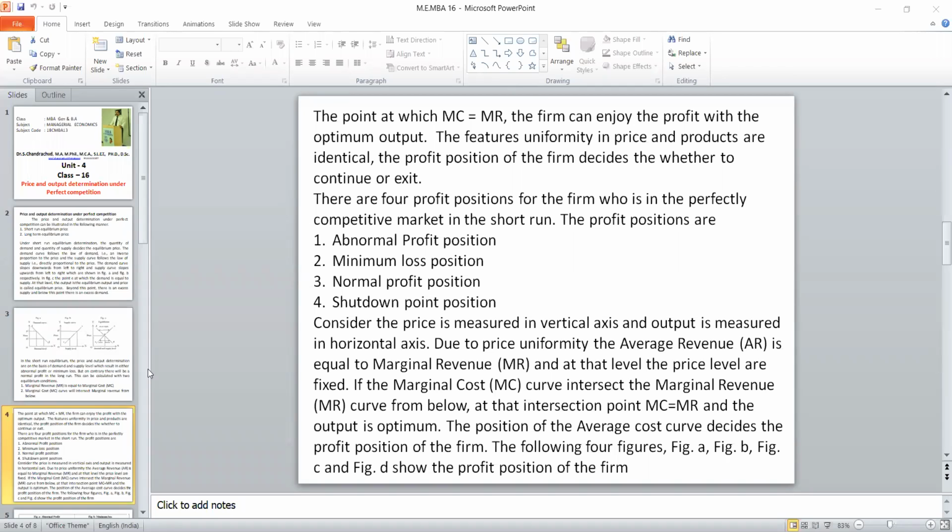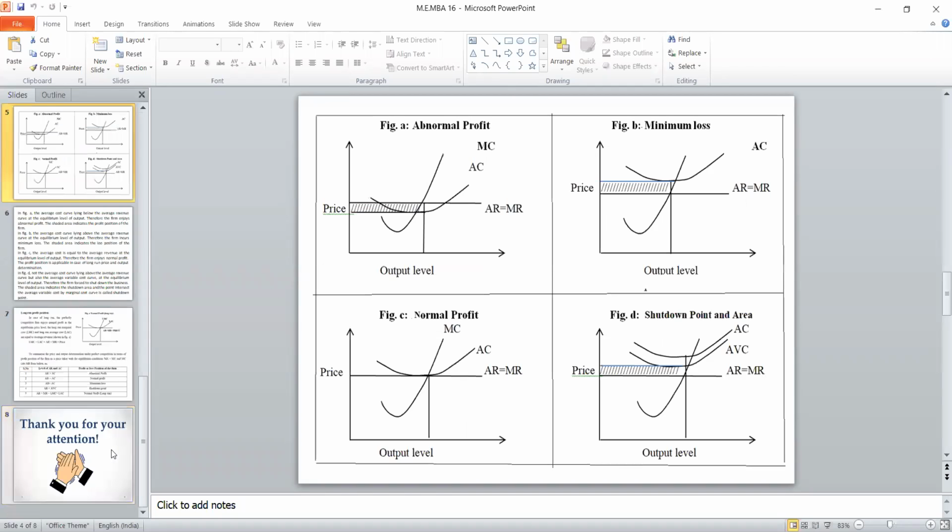So with this basic thing, two more things that we should keep in mind: MC cuts MR from below, and MC equals MR. That point is called the equilibrium price. So see these four diagrams. When the average cost is lying below the average revenue curve, then the firm is enjoying the abnormal profit.